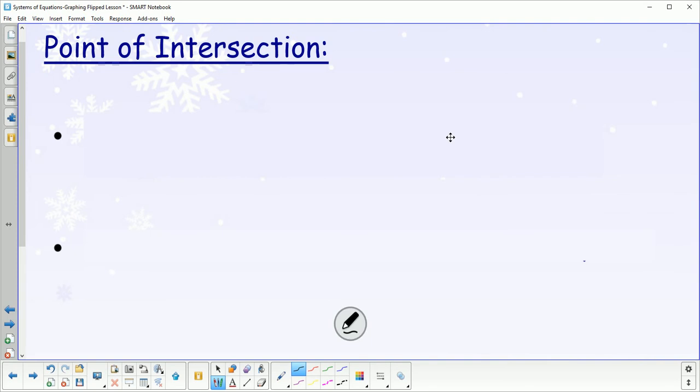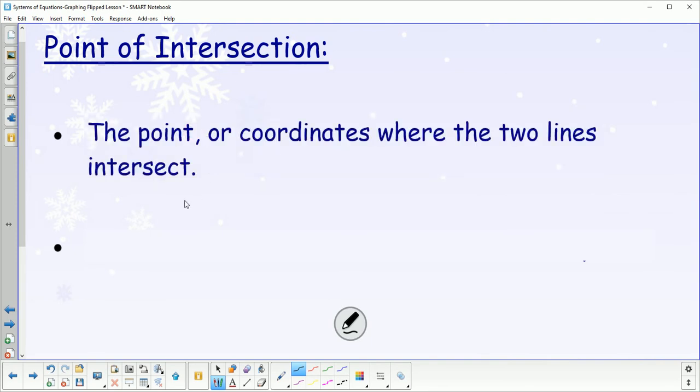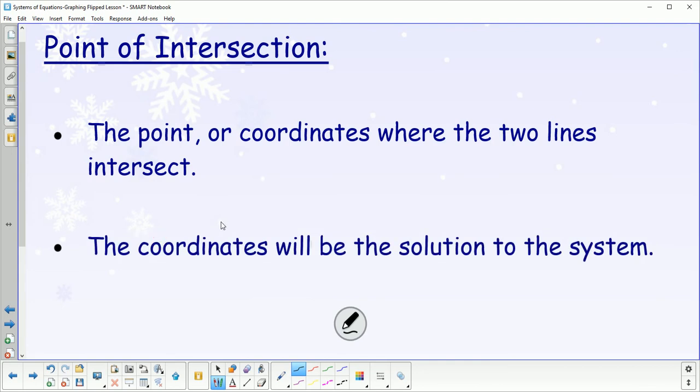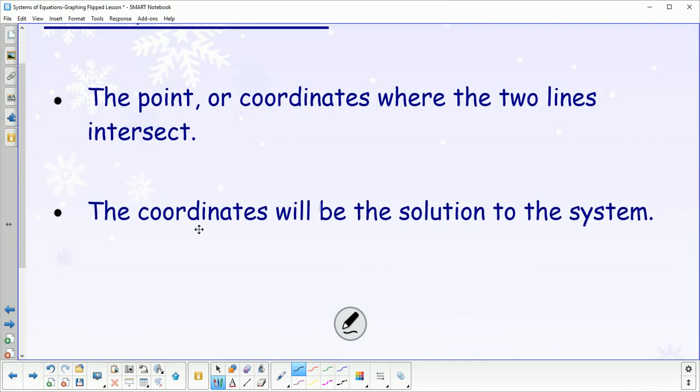Okay, now the point of intersection that we just mentioned is the point or coordinates where the two lines cross or intersect, and it's always going to be the solution. It is a set of x and a set of y. So this is going to have an x and a y coordinate. Remember, x needs to come before y.